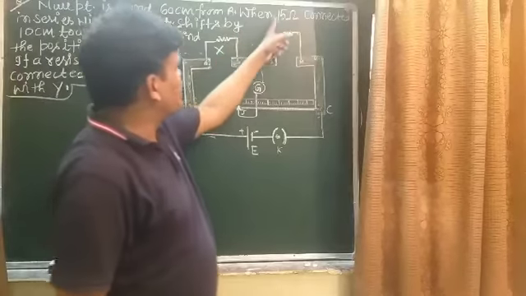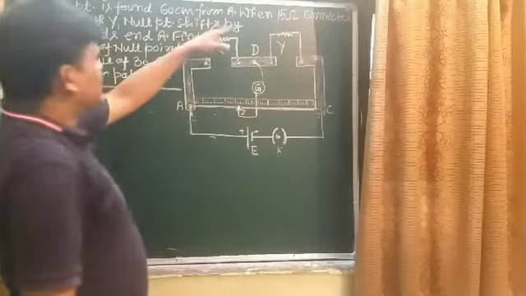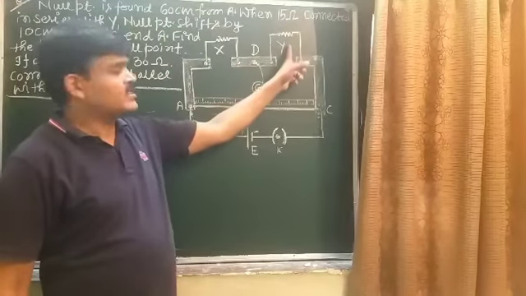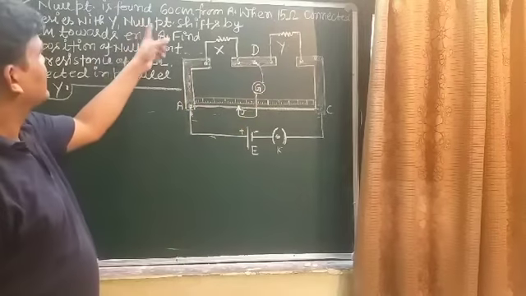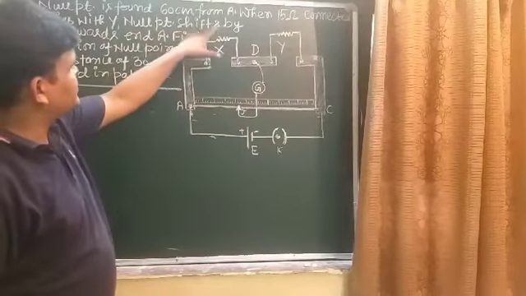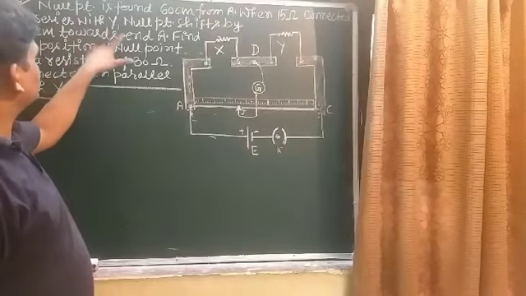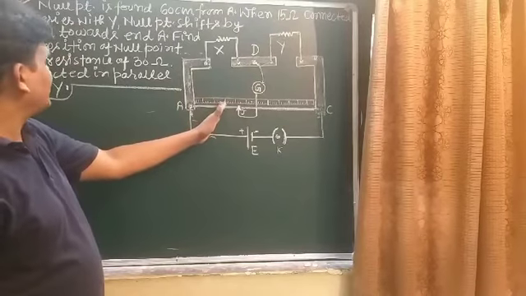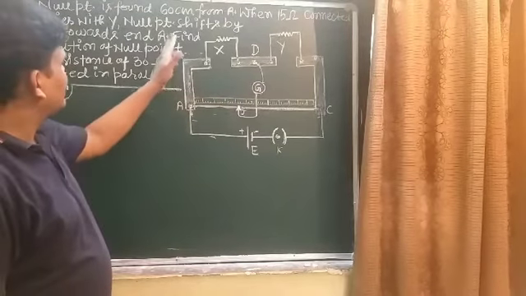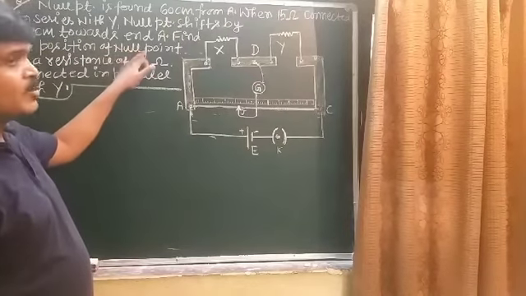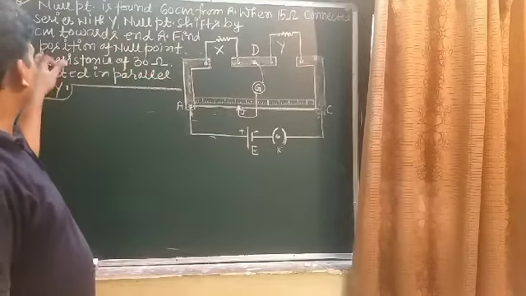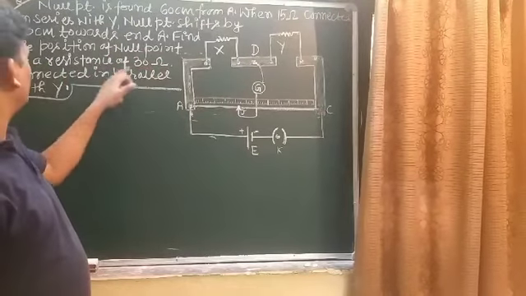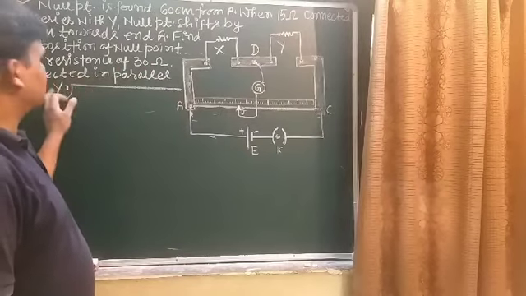In the second case, when a 15 ohm resistance is connected in series with Y, the null point shifts by 10 centimeter towards end A. Find the position of the null point. In the third condition, find the position of the null point if a resistance of 30 ohm is connected in parallel with Y.